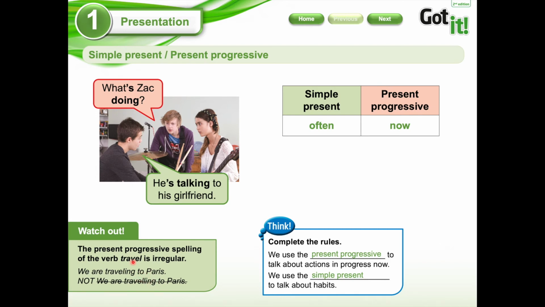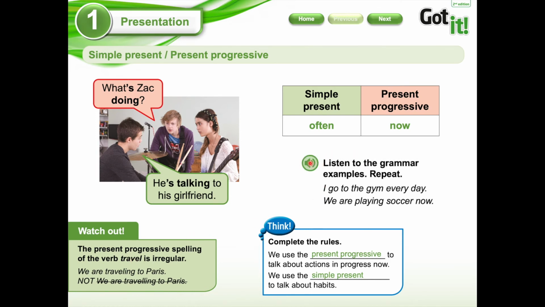Okay. So here we have an example, and listen to the grammar examples and repeat. I go to the gym every day. We are playing soccer now. Okay.